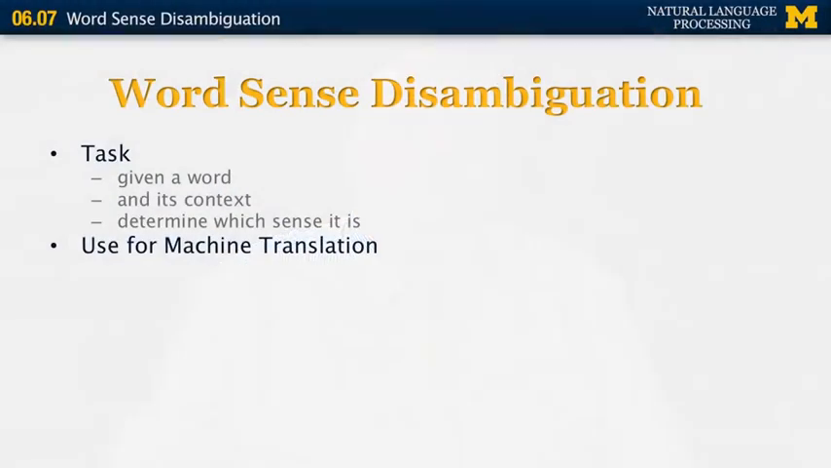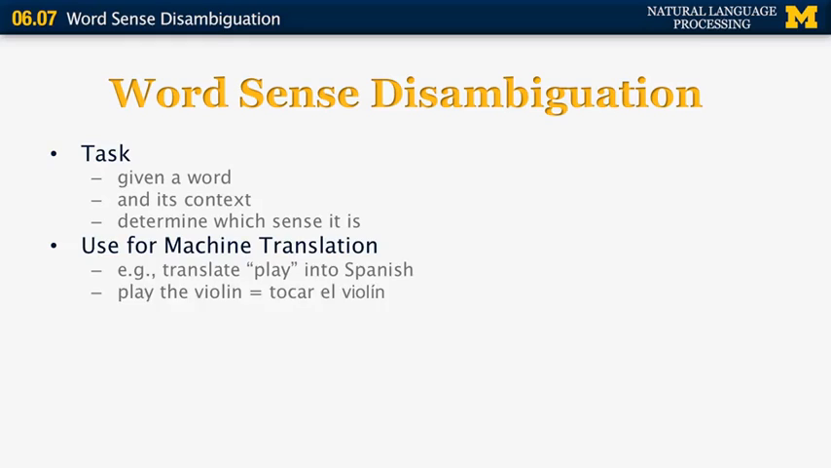So for example, if you want to translate a sentence with the word play in English into Spanish, we need to understand what is the object being played. So for example, in English we say play the violin. In Spanish this is translated with the verb tocar el violín. And then in the sentence play tennis, we're going to use a different verb, jugar al tenis. So tocar and jugar are two different translations of play. And if we couldn't do proper word sense disambiguation in English, we wouldn't be able to translate those sentences into Spanish correctly. And then many other uses of word sense disambiguation.